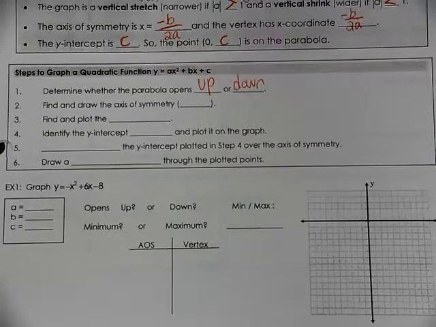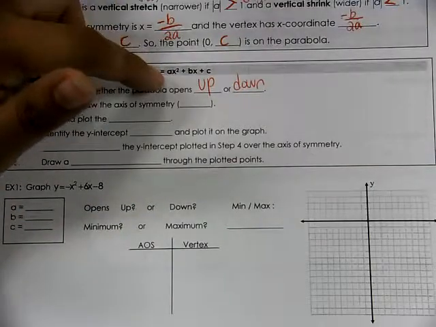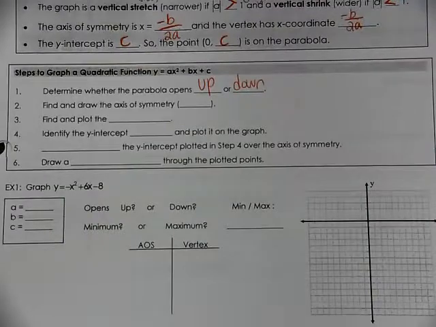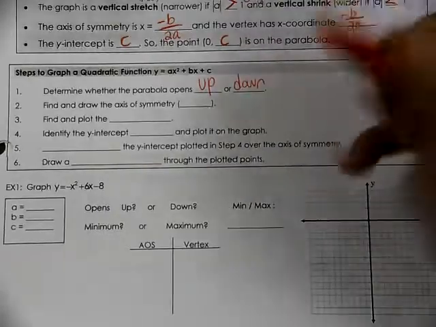You don't have to physically write it down that it's going to open up. But remember, we have to look at your A value. If it's positive, it's up. If it's negative, it's down. So you'll decide that first, because it helps to see what the graph is going to look like. And then at the end, when you're done, it's a good way to check your work to know that you did it right.